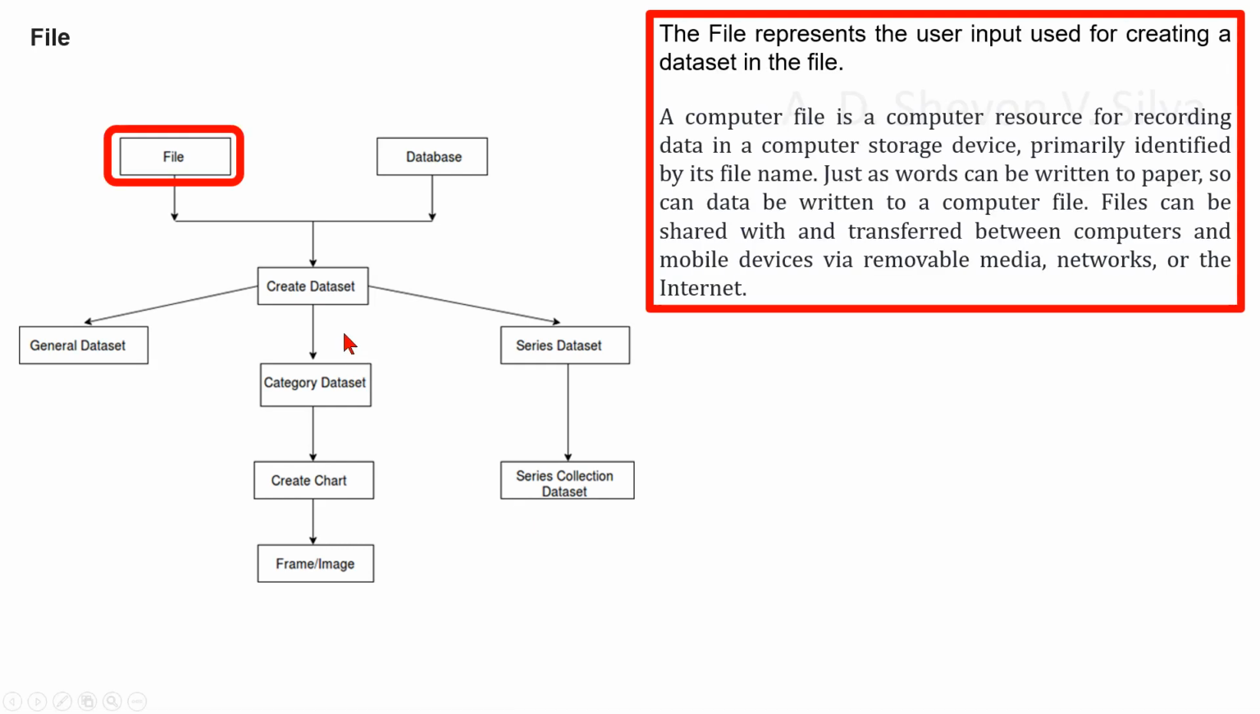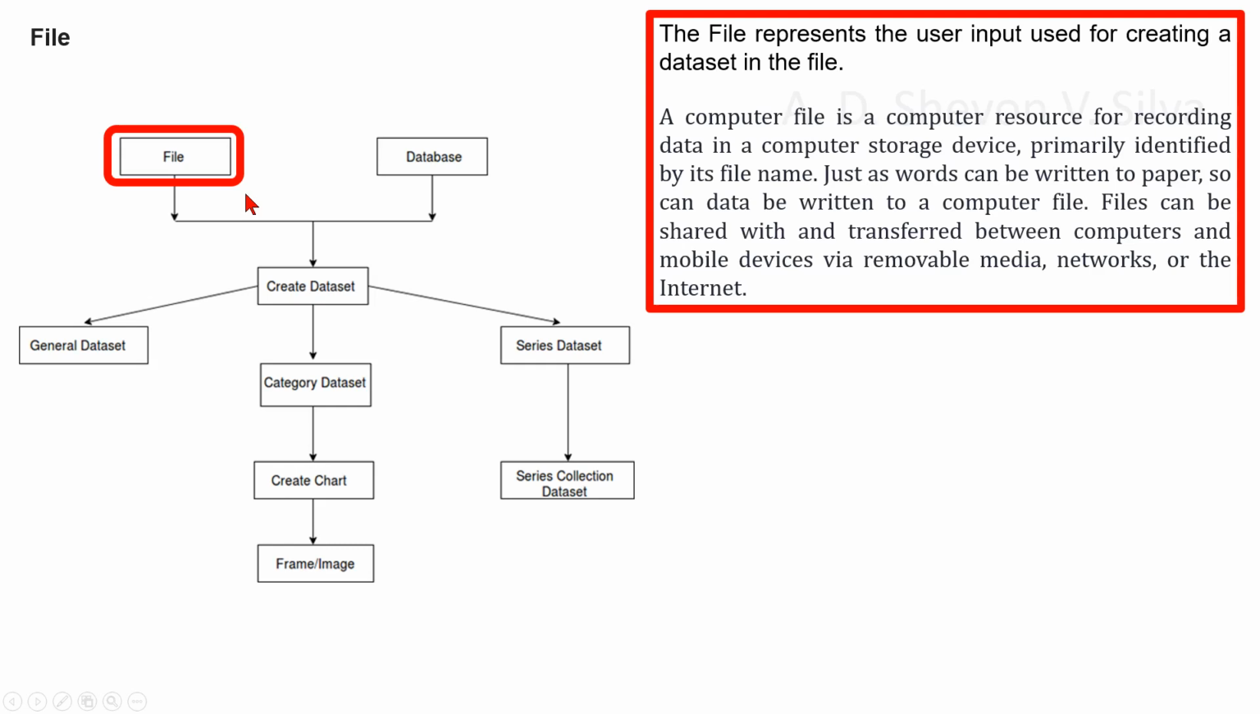Now we are focusing on file. The file represents the user input used for creating a dataset in the file. A computer file is a computer resource for recording data in a computer storage device, primarily identified by its file name.